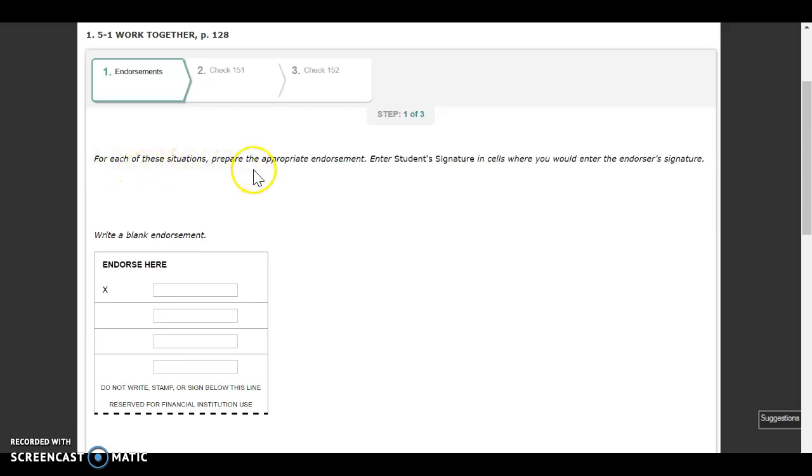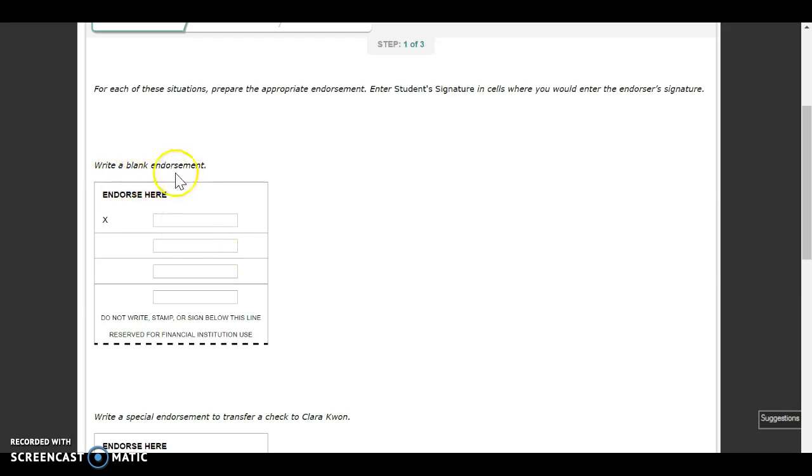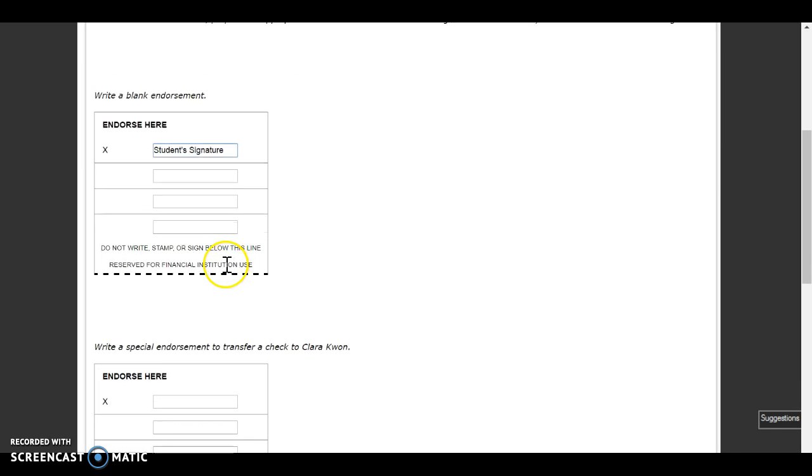It says for each of these situations, you're going to prepare the appropriate endorsement. You're going to enter student's signature in cells where you would enter the endorser's signature. So first thing that we're going to do is our blank endorsement. Our blank endorsement is simply signing our name. Now, obviously, we do not have a check and a pen here. We are typing in here, and we're going to just put student's signature. We're not actually going to put our own name. So this is just saying here would go the person's signature.